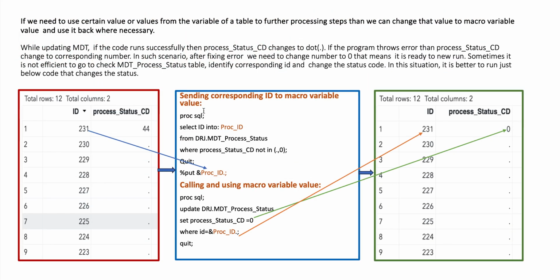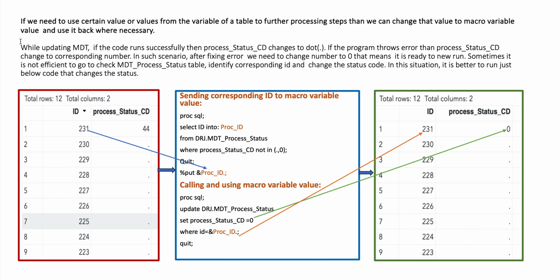If we need to use certain value or values from the variable of a table in further processing steps, then we can change that value to a macro variable value and use it back where necessary. One of my previous work experiences is explained here.